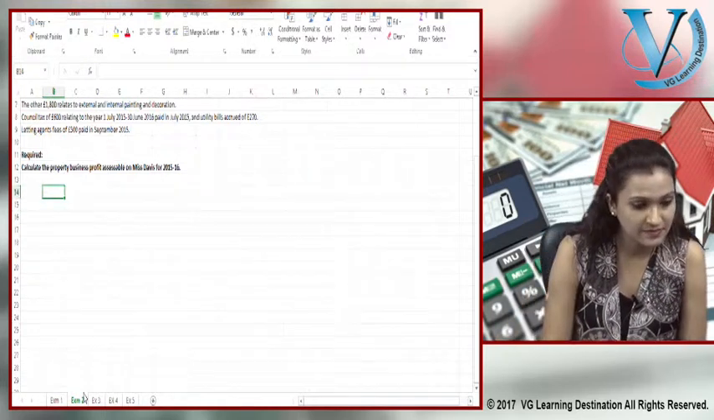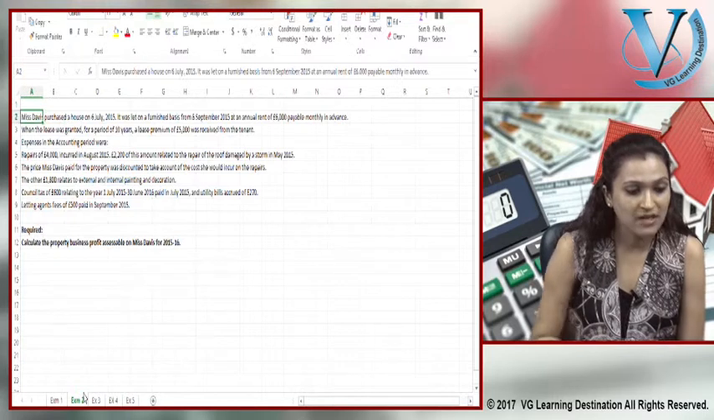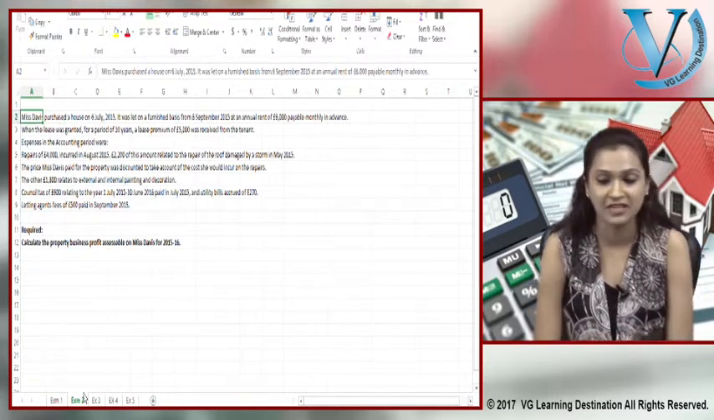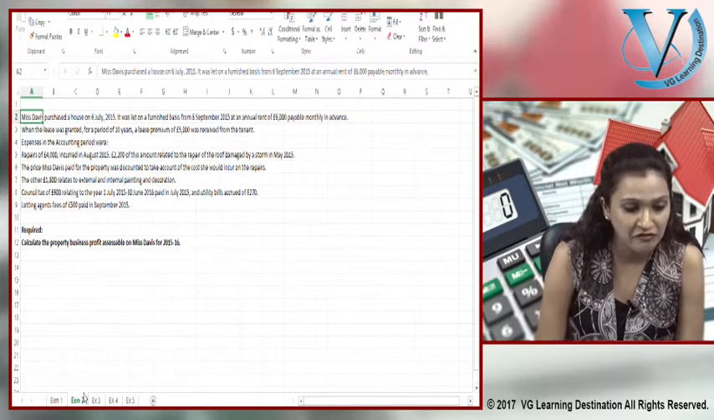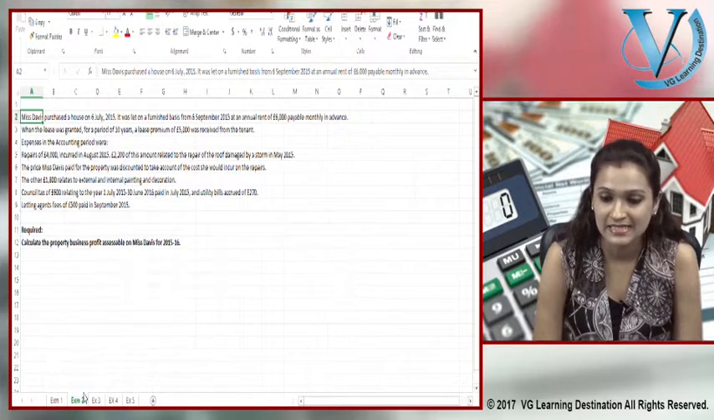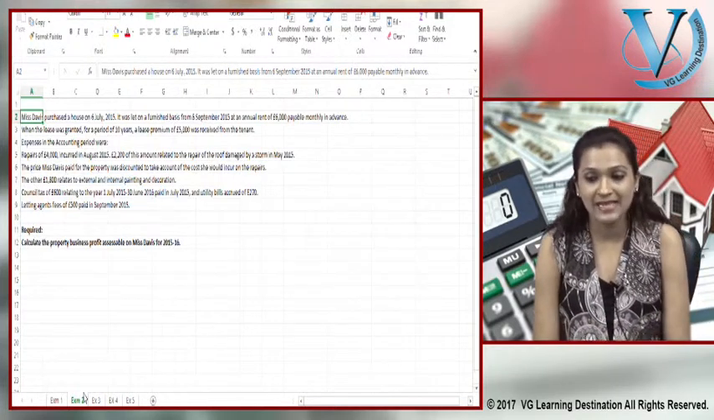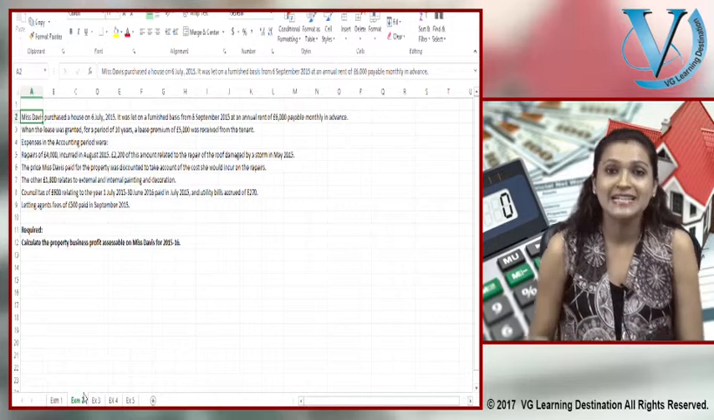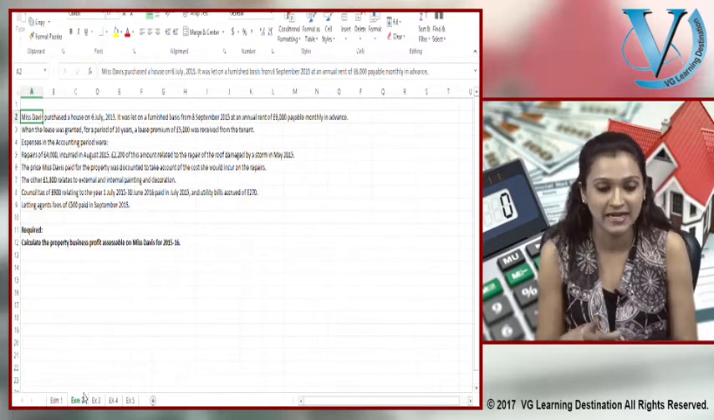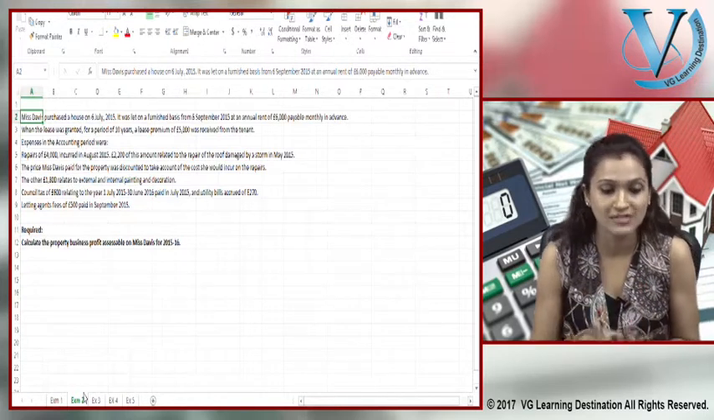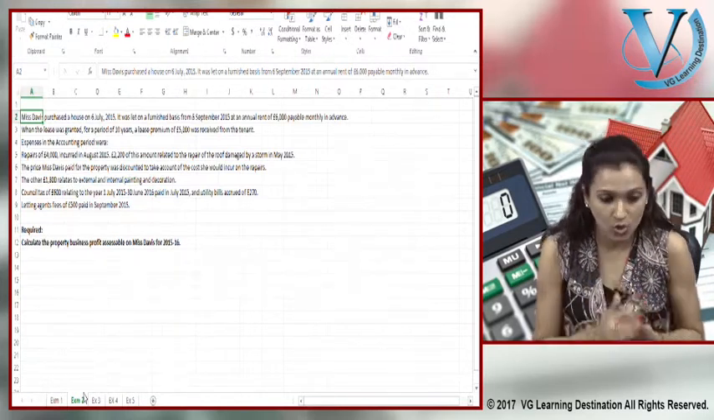Mr. Davis purchased a house on the 6th of July 2015. It was let on a furnished basis from 6th of September 2015. Basically, what has happened? This has now gone on rent for the 7 months in the said year, from the 6th of September up till the 5th of April 2016 is what we are going to look at.